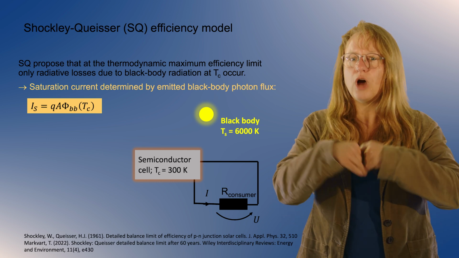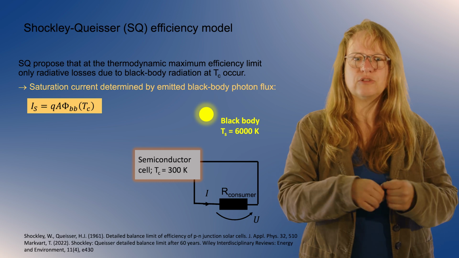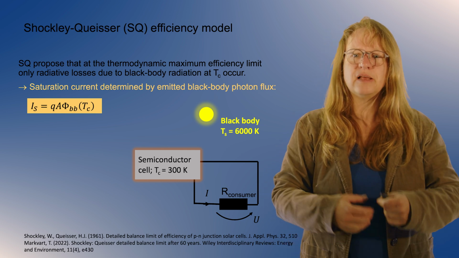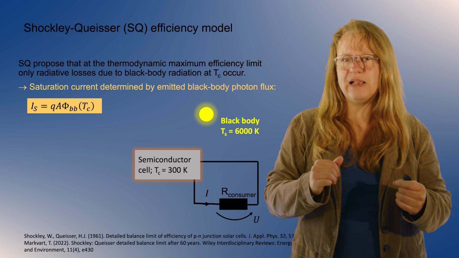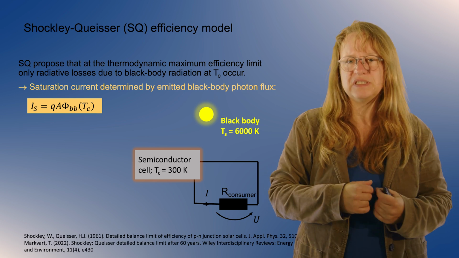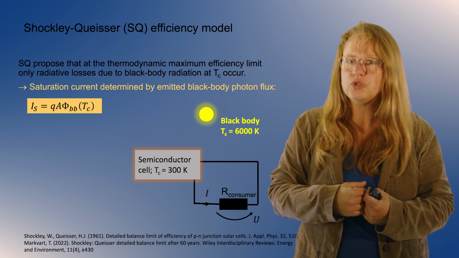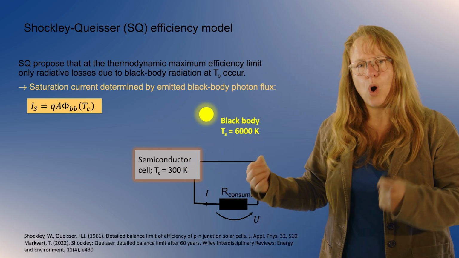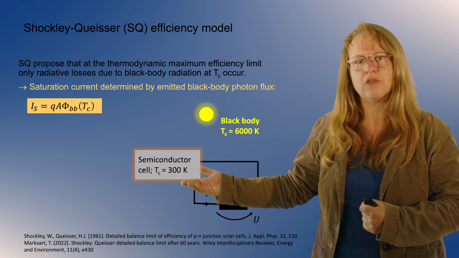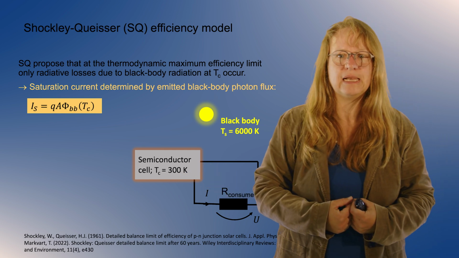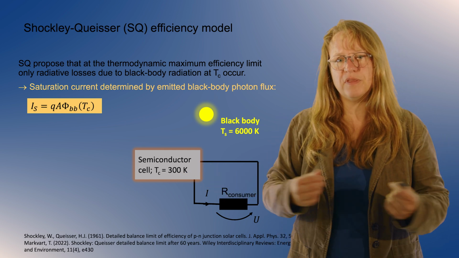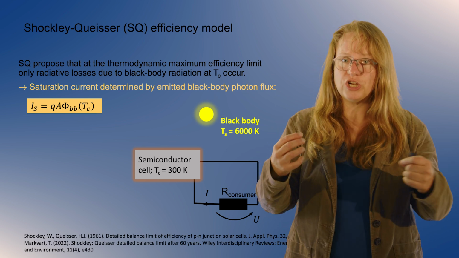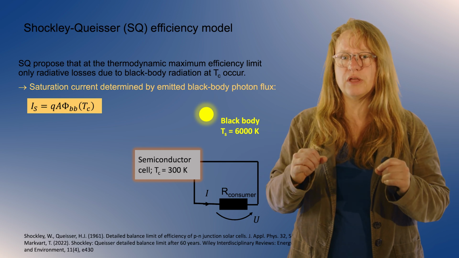So they say do not do experiments in order to find out what your experimental IS is, but let's consider what is the minimum value of the IS. The minimum value of the saturation current of the diode would be if all the saturation current is caused by or is related to the thermal radiation of the solar cell at the given temperature. And that would be the minimum loss that we can have. So this is the paradigm change that Shockley and Queisser made: let's only consider the thermal effect.